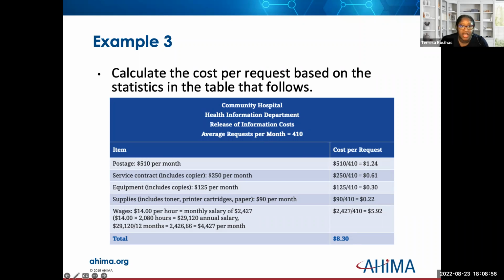So this one, a little bit easier. You're taking the 5, 10, 250, 125, and you're dividing each one of these by the average request per month. Okay, so 410 is the average request per month, and you're taking that and dividing that by each of the numbers on the left to give you the cost per request. You add all of the cost per requests up and then round to the nearest.